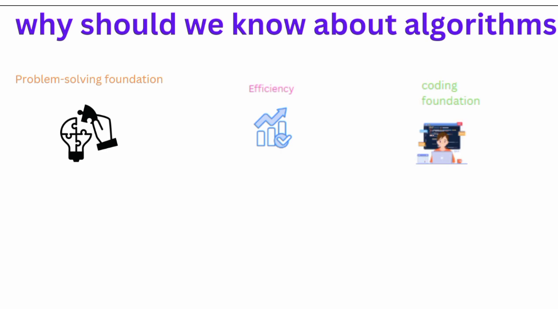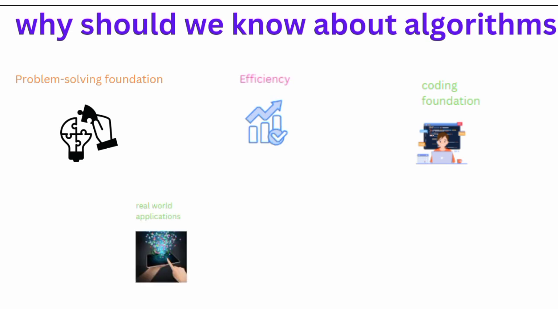Next is coding foundation. We have to learn algorithms if we want to become a good programmer. Algorithms are the building blocks of computer programs. When you write code, you are essentially translating an algorithm into a language that a computer can understand. So a strong understanding of algorithms is essential for writing effective and efficient programs.